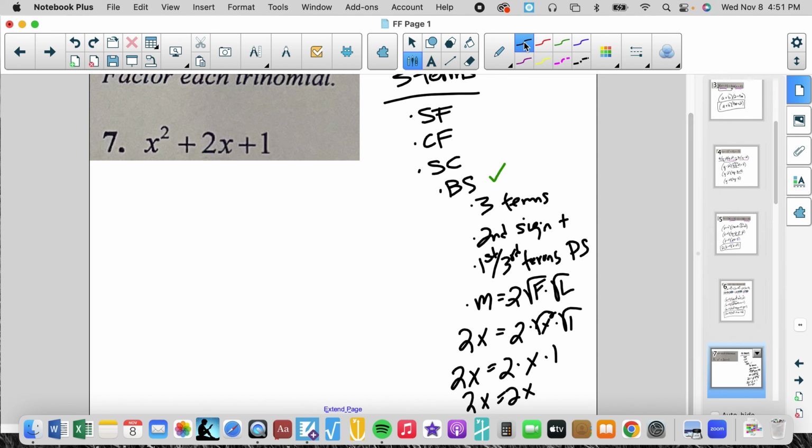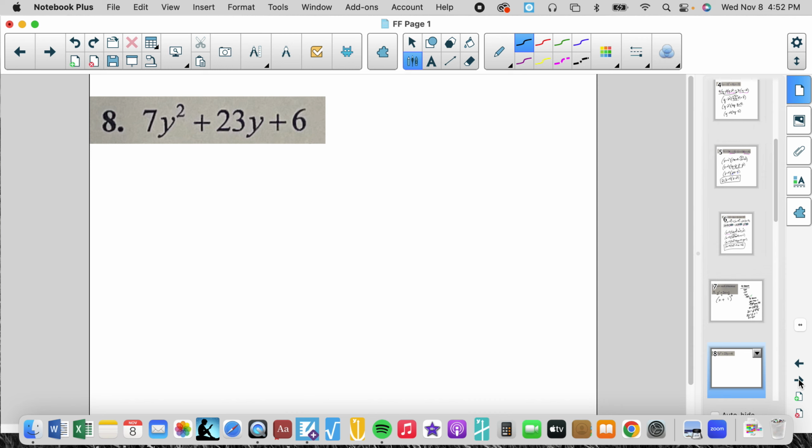So since it's a binomial square, I'm going to take the square root of the first, the square root of the last, and pull this sign in there, and it's quantity squared. It's as easy as that. Recognizing it is going to be really important. You could do A times C, but these are going to get super complex. So it's better to recognize binomial squares.